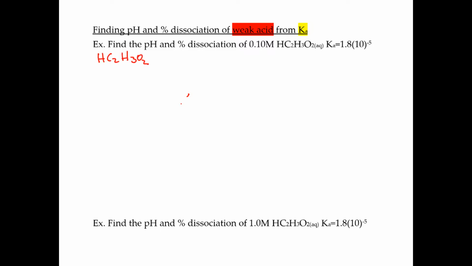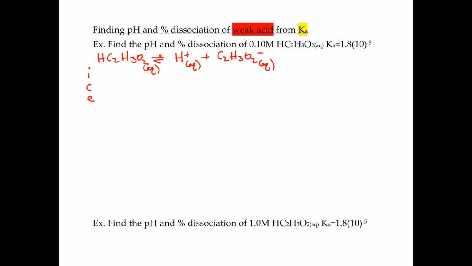HC2H3O2. This is going to dissociate into H plus and acetate, C2H3O2 minus. All these are going to be aqueous. And you're going to be doing an ICE chart for this. So we're going to write down ICE.